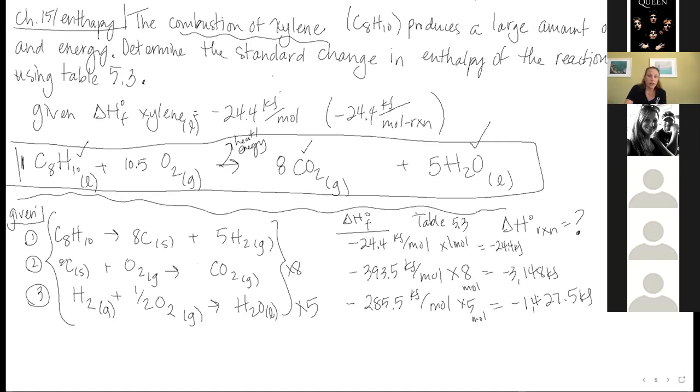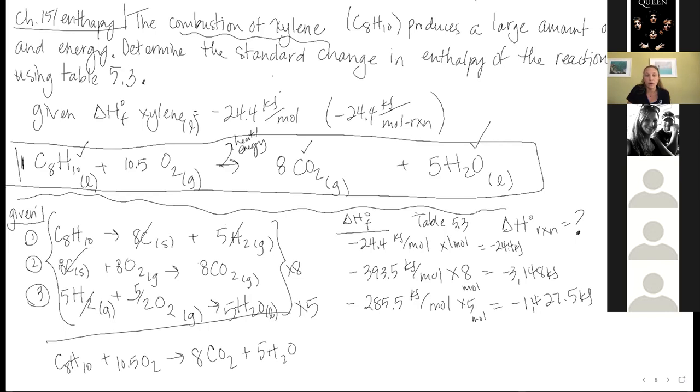When I look at this equation, I have 8, 8, 8, 5, 5 over 2, which is 2.5, and 5. So my 8 carbons will cancel. My 5 hydrogens will cancel. And then my xylene will be left the same. So 1 mole of xylene plus 8 plus 2.5, 10.5 moles of oxygen goes to 8 moles of carbon dioxide plus 5 moles of H2O. This is the equation that I want, so that's great. I did my manipulations correctly.